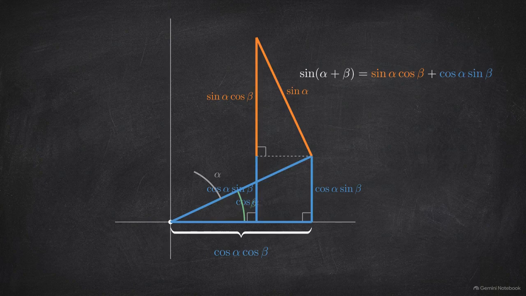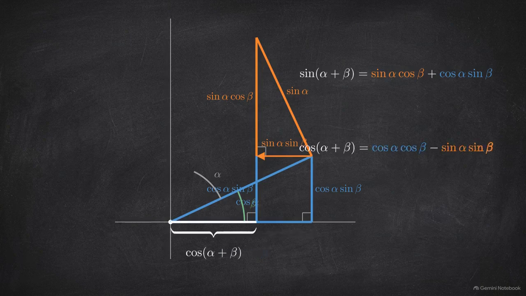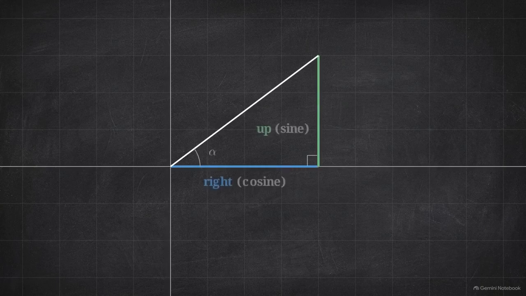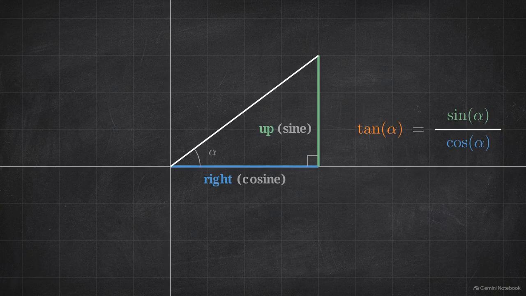For the horizontal cosine part, there is a catch. When you combine two turns, some of the sideways movement is converted into vertical movement. That contribution gets subtracted from the total. This is why cosine addition uses a minus sign. Parent 4 is the tangent. Tangent compares up to right, meaning you divide sine by cosine.